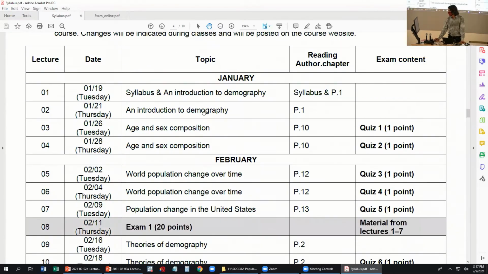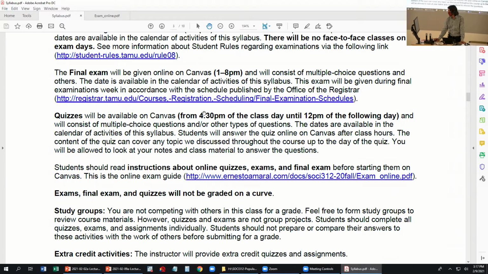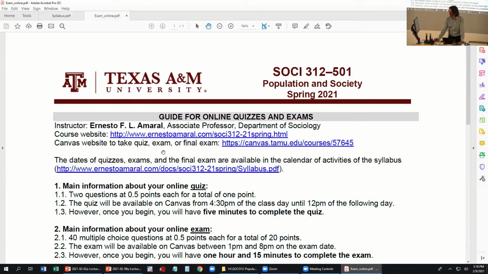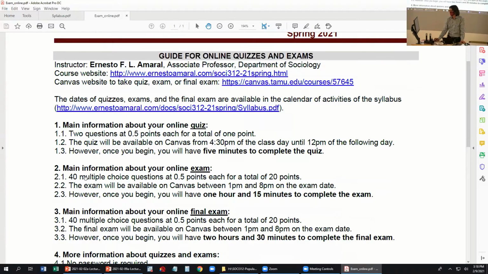And as you see also in the syllabus here, that same style that I just mentioned, 40 questions, 0.5 points per question, so 20 points in total. And this other document, which is also available on the course website, is a guide for online quizzes and exams. I mention here again that the exam is going to be 40 multiple choice questions, 0.5 points each, and 1 hour and 15 minutes to complete the exam.